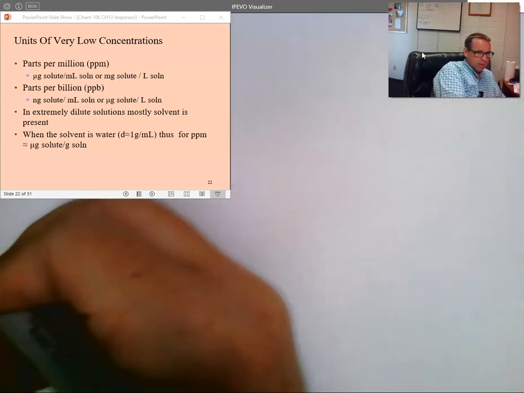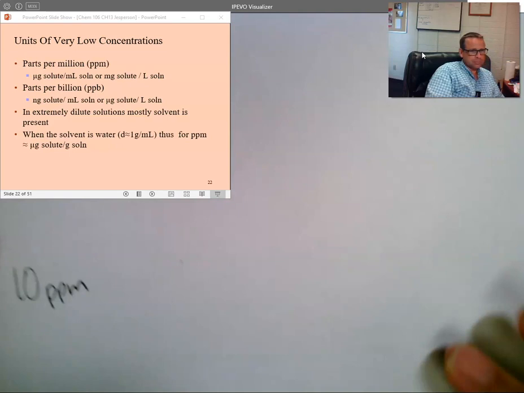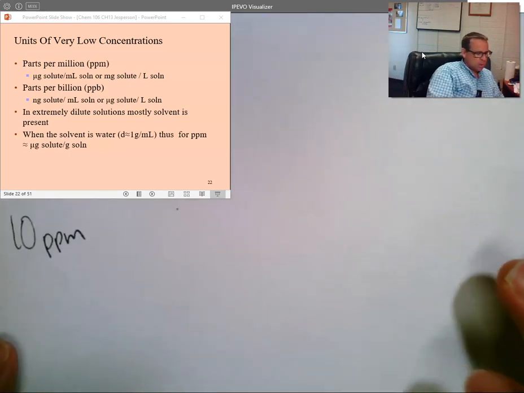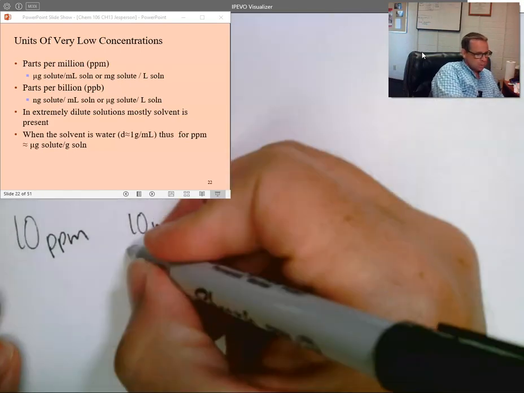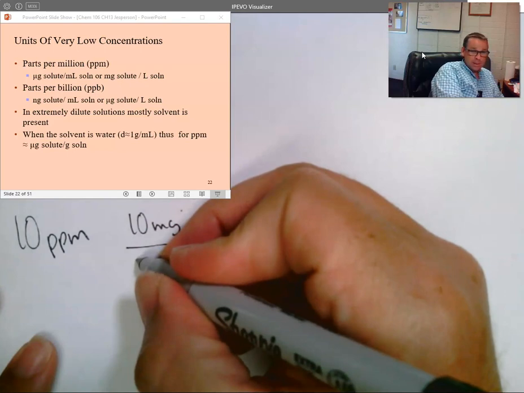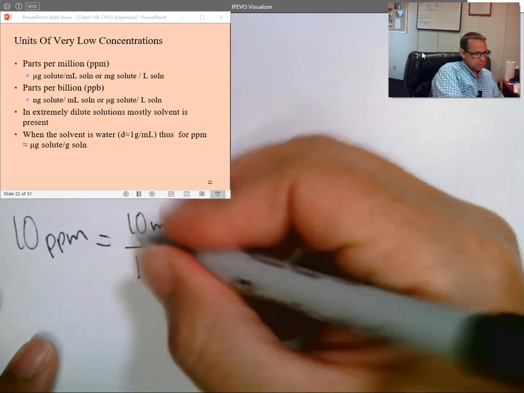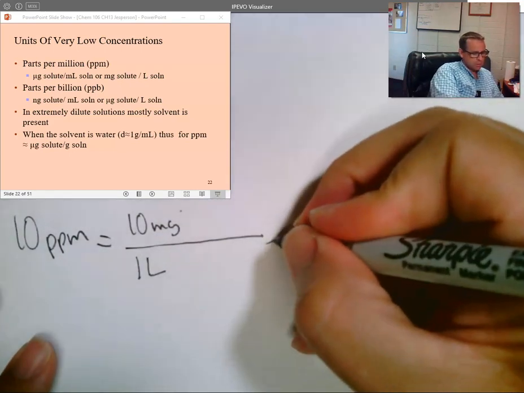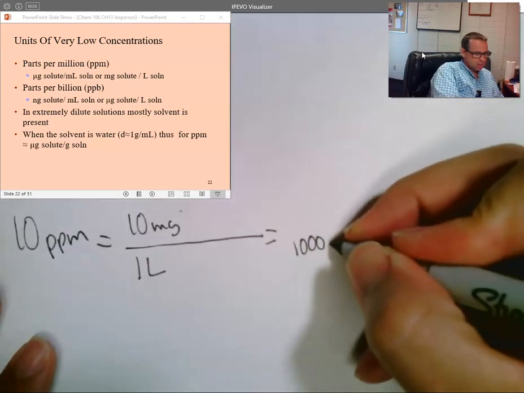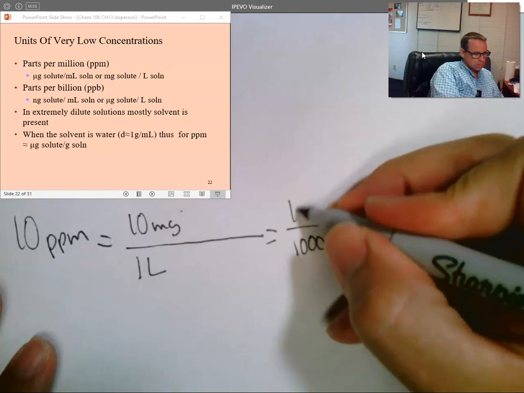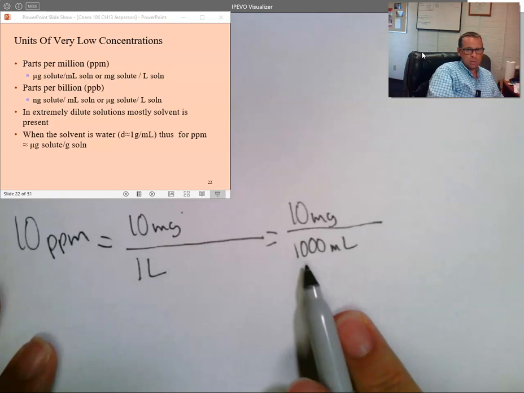If I say I have 10 parts per million, well, we just said that that means 10 milligrams for every liter of solution, right? 10 parts per million means 10 milligrams for every liter. Well, if I take 1 liter, that's the same as 1,000 milliliters. So 10 milligrams for 1,000 milliliters is the same as 10 parts per million.